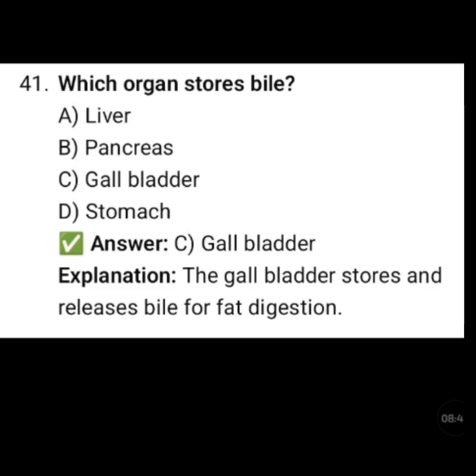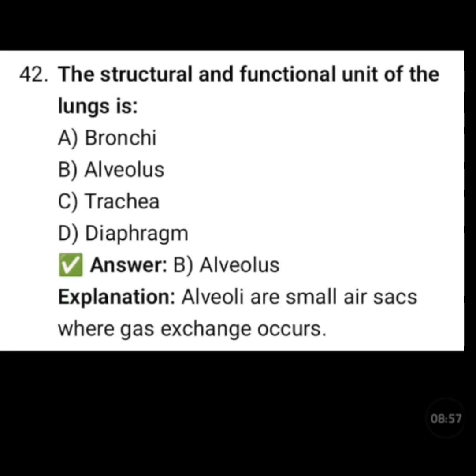Which organ stores bile? Liver, pancreas, gallbladder, stomach. The correct answer is option C, gallbladder. The gallbladder stores and releases bile for fat digestion. The structural and functional unit of the lung is bronchi, alveolus, trachea, diaphragm. The correct answer is option B, alveolus. Alveoli are small air sacs where gas exchange occurs.